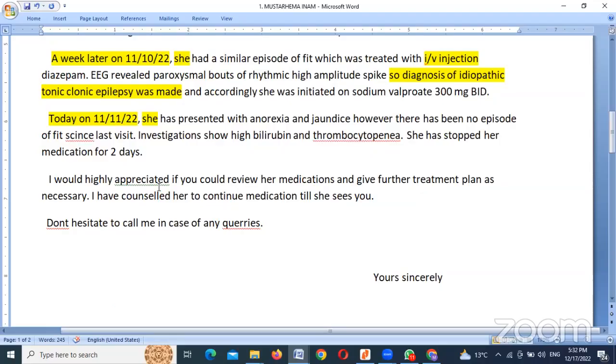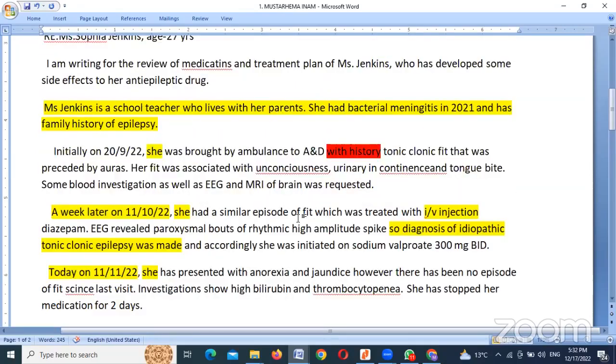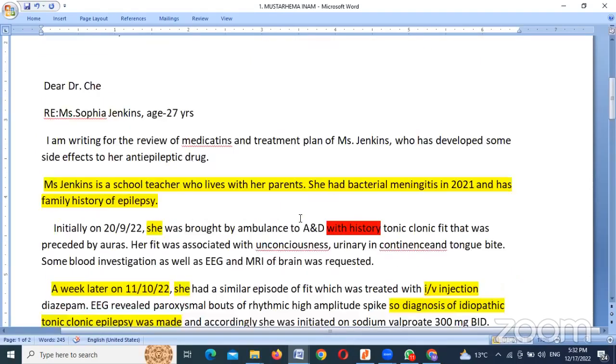"I would be highly appreciated" is not commonly used. "It would be highly appreciated" if you want to use it. If you could review her medication and give a further treatment plan as necessary. "I have counseled her to continue medication till she sees you" is also not needed here, so you can mention it if you wish.